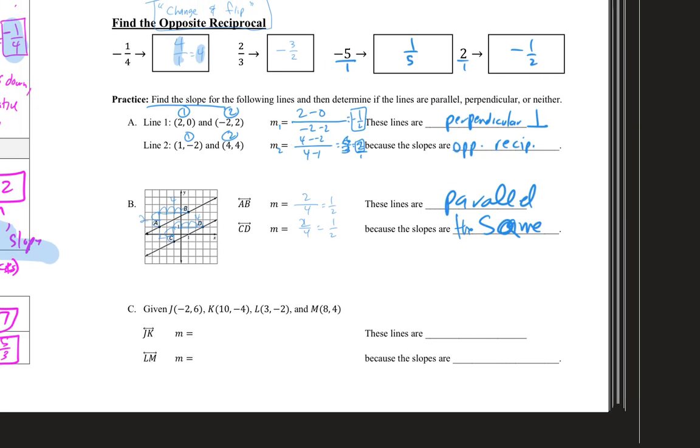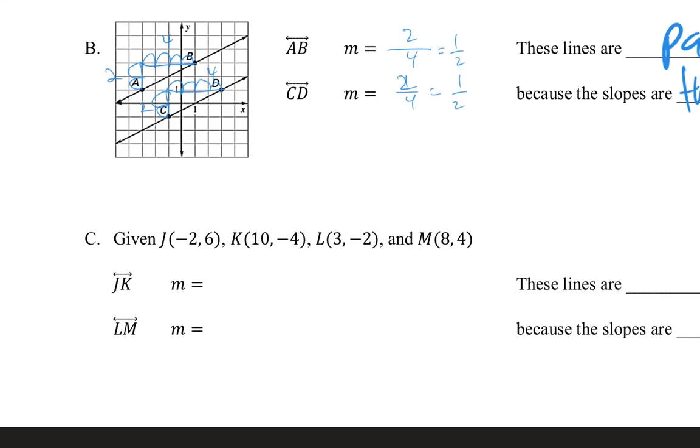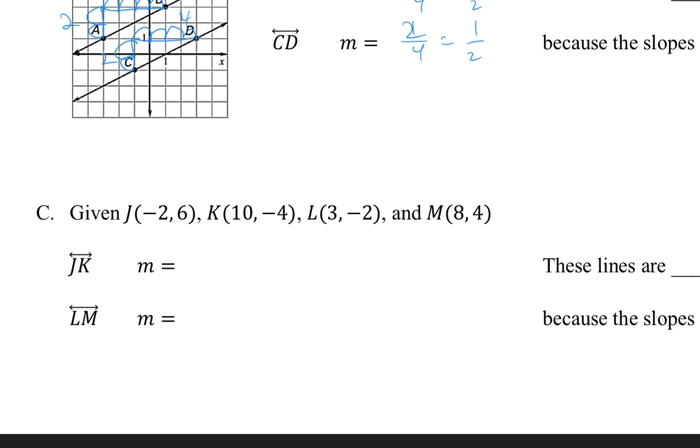All right, so let's do our last one. It says given these points. JK is one line, so that's going to be our first slope. LM is our second one. So for JK, y2 minus y1: negative 4 minus 6 over 10 minus negative 2. If we put that into our calculator, that's going to give us negative 5 over 6.